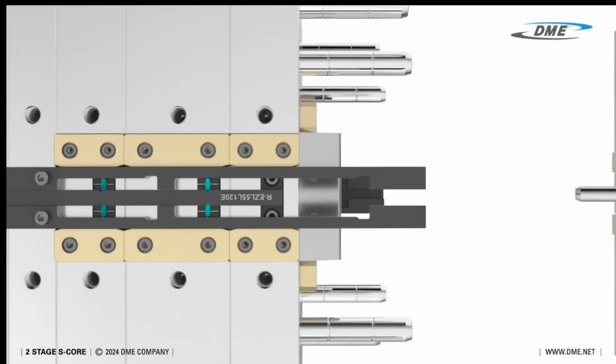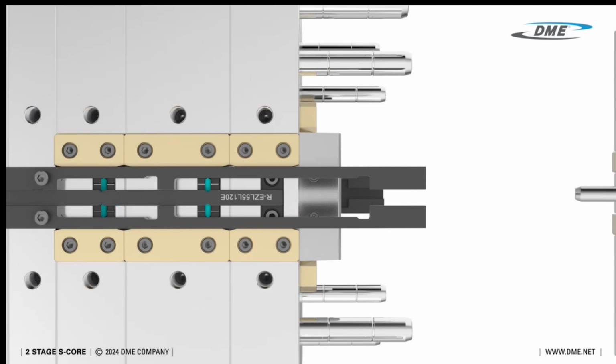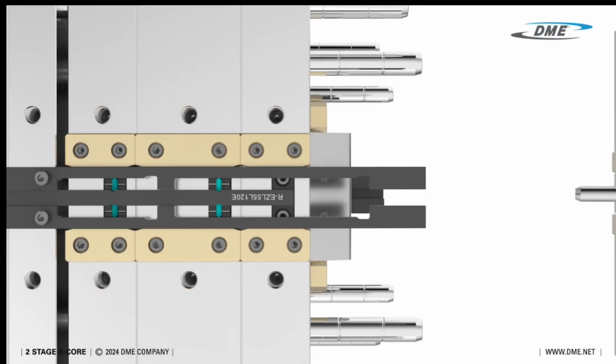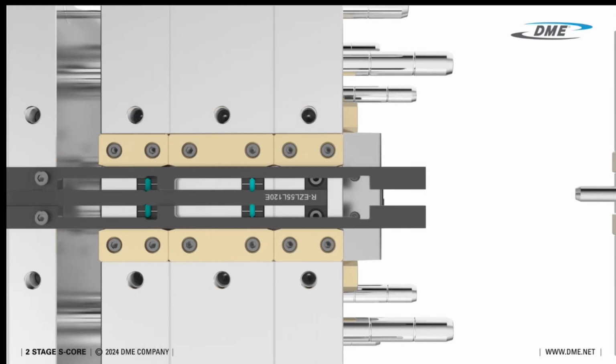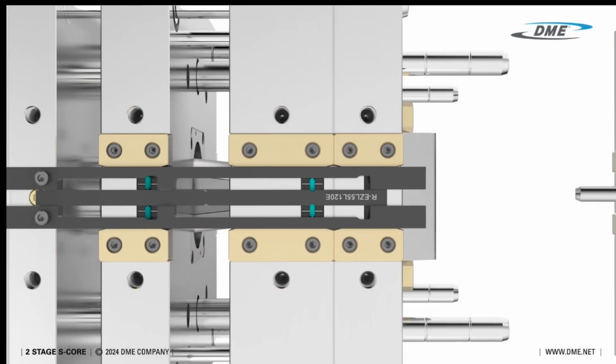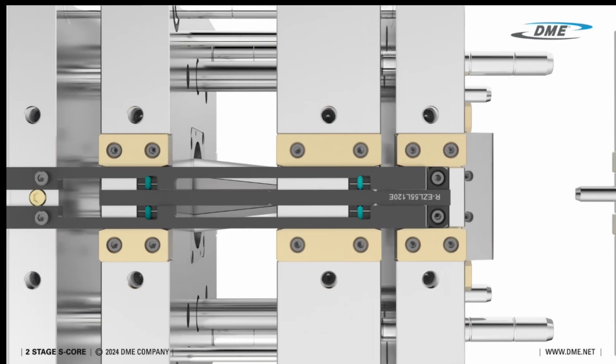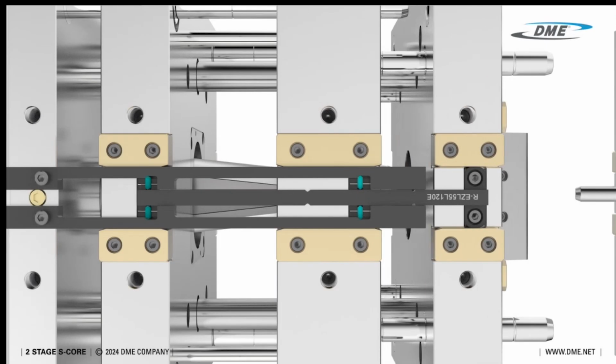Let's take a closer look at the GTSL latch lock. It functions as a guide bar on the outside and a three-stage latch lock on the inside, controlling the three stages of plate movement while guiding the moving plates. During the first stage, the latch bar holds all three plates together for the initial stroke. Next, the latch bar disengages from one plate, holding the remaining two plates together as they move to complete the second stroke. Finally, the stripper plate is released, allowing it to move independently and eject the part.